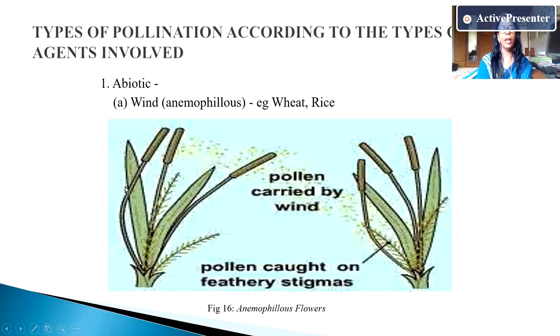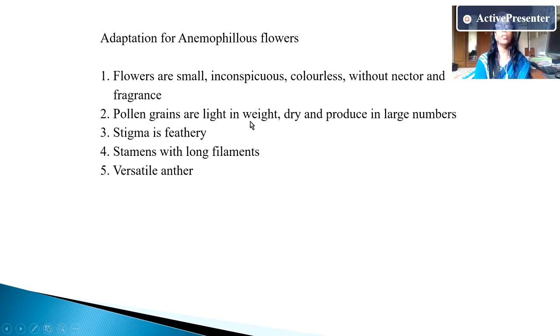Here the pollen grains are very lightweight and produced in large numbers. Through a small breeze, the pollen grains, once mature, blow away from one plant to another. So the pollen is carried by wind, and here the pollination takes place. What are the adaptations for anemophilous flowers? The flowers are very small, inconspicuous, colorless, without nectar and fragrance. The pollen grains are light in weight, so they can be carried very easily by the breeze, dry and produced in large numbers.